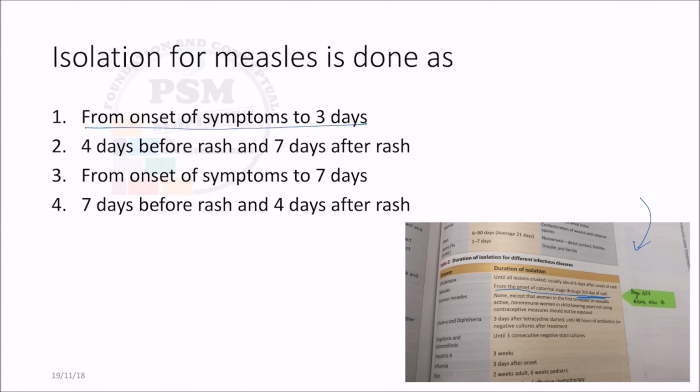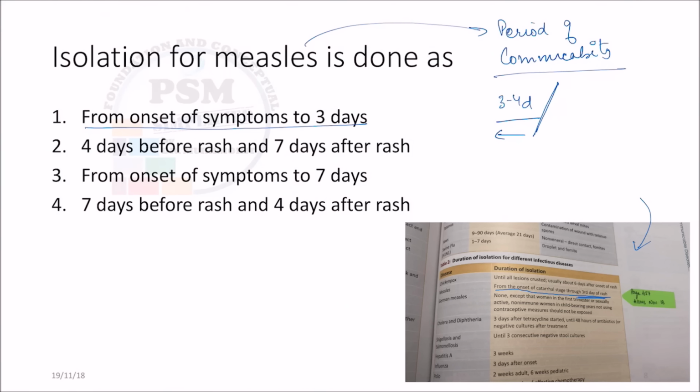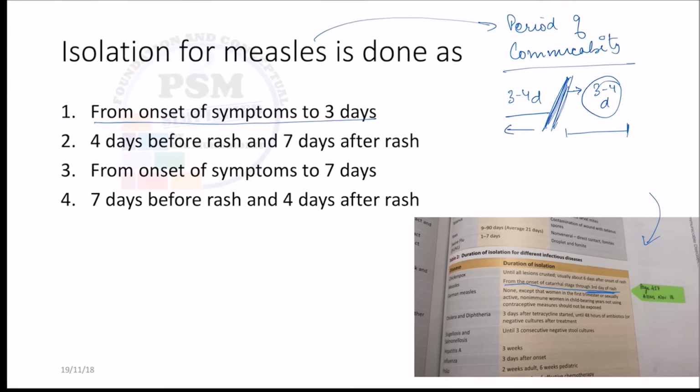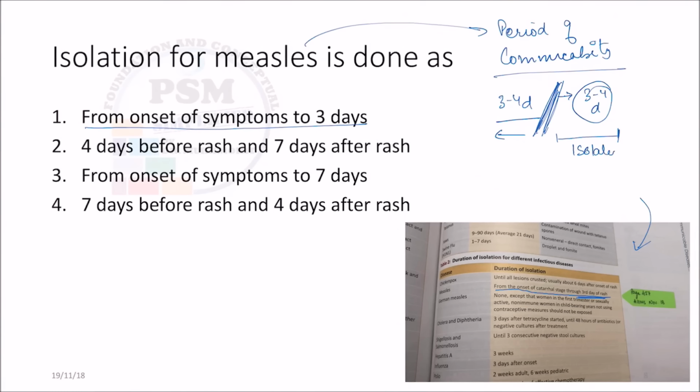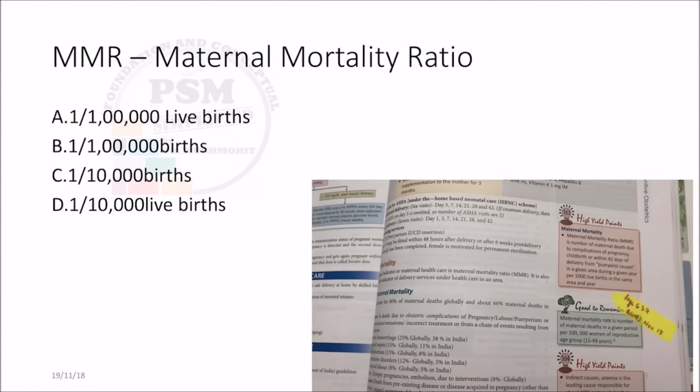Please remember measles is different. The isolation is different from the period of communicability. It is said that measles is communicable 3 to 4 days before the rash, and till 3 to 4 days after the rash. So that is the reason we have the isolation period in this time, because before the rash you don't even know which person is going to have measles. So that is what this question was, that isolation is for 3 to 4 days after the rash.